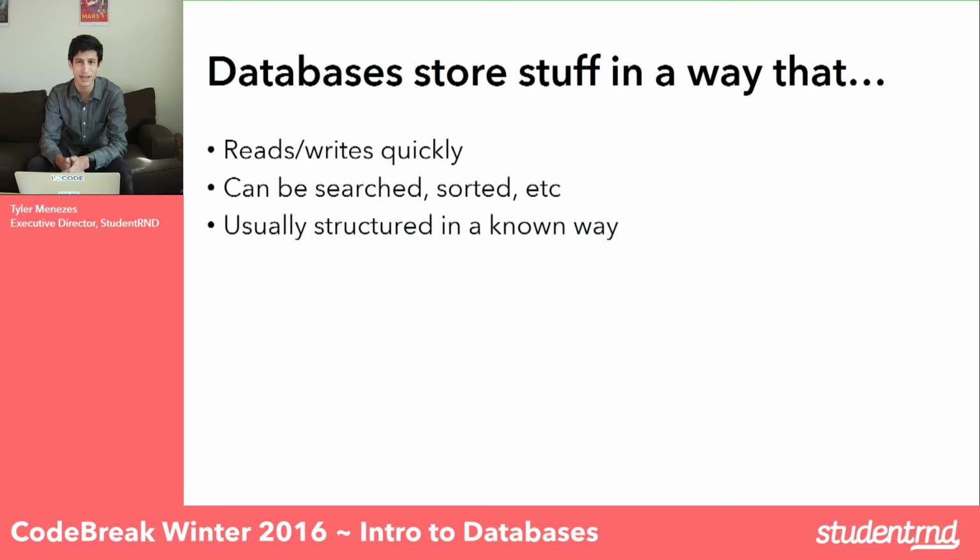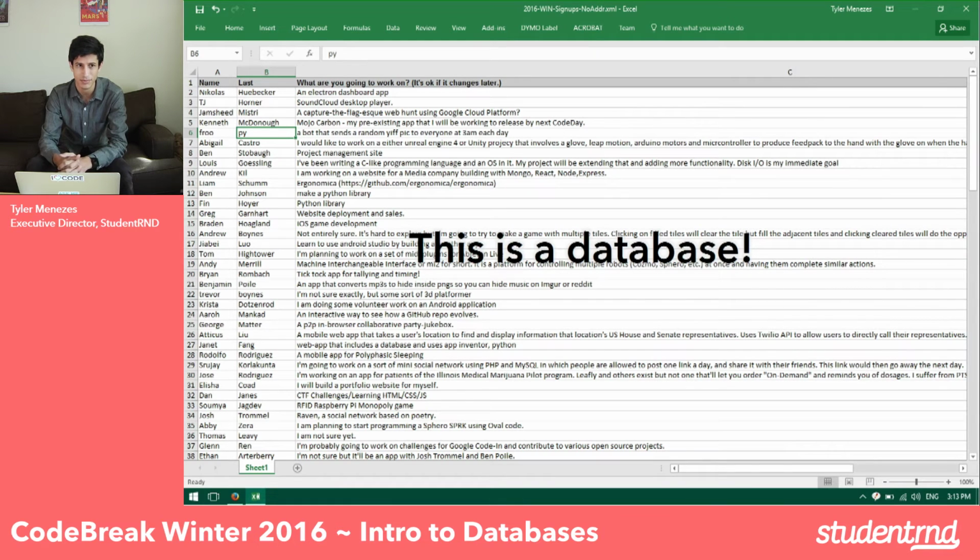And then finally, structured in a known way. So again, going back to this database, it's very intuitive what is where. And the fact that things are grouped together. So first name, last name, and project are all in one line. All of the first names are in the first column. All of the projects are in the third column. That's kind of a known way of doing things.